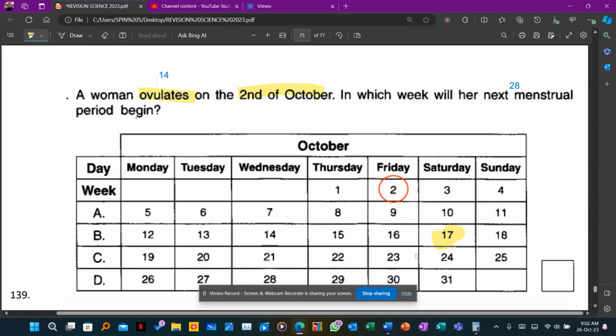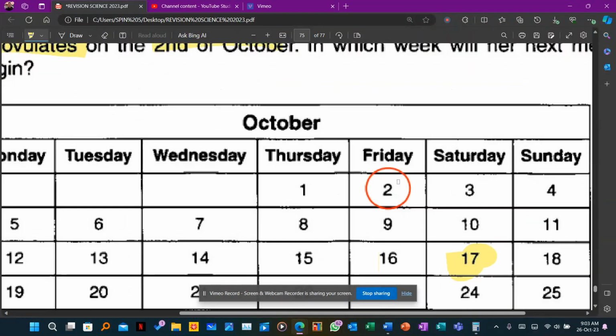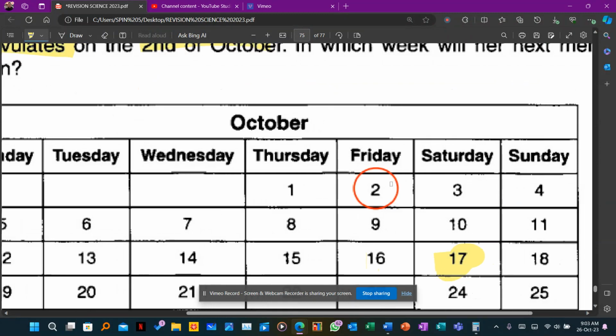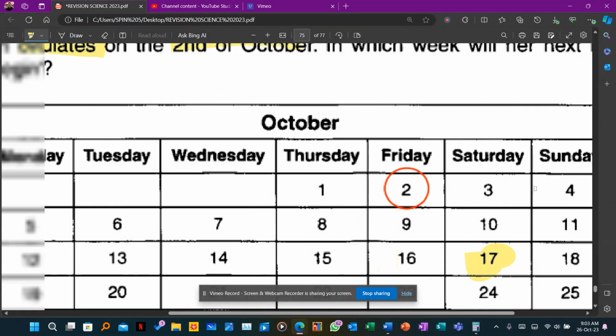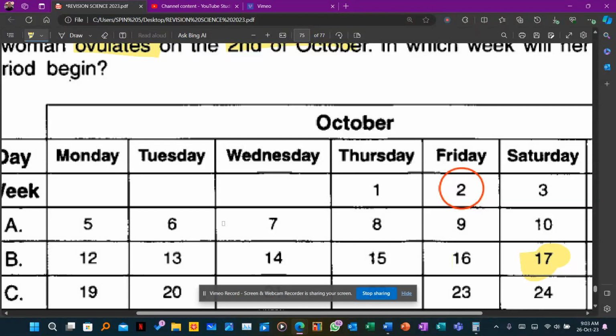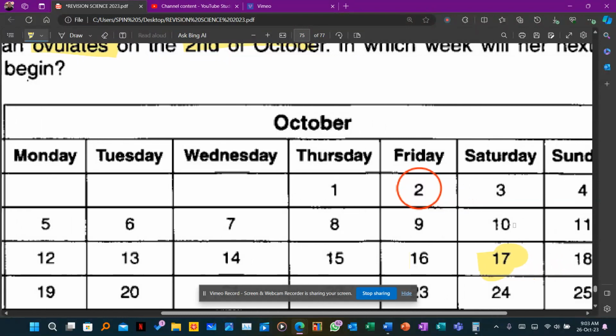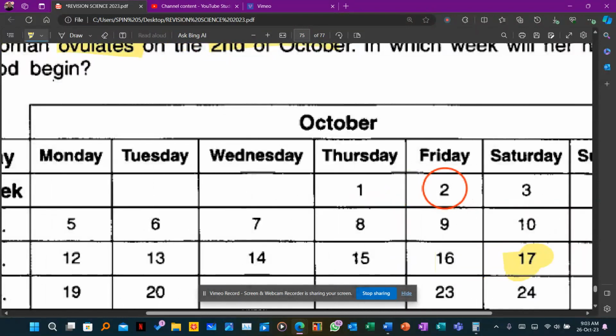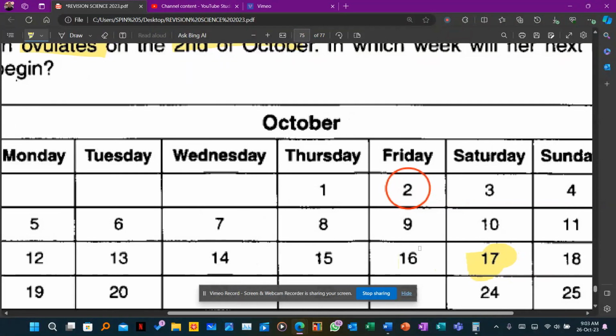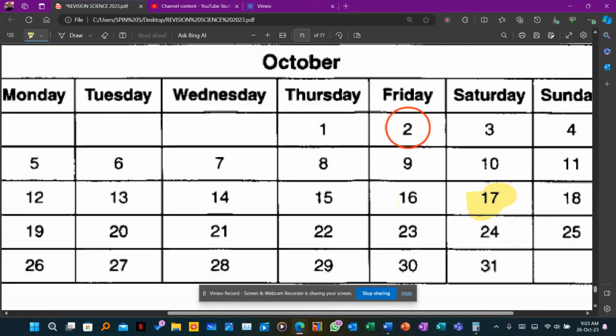Is that clear? So again, on 2nd October is ovulation. So 14, 15, 16, 17, up to 28. The 16th is the last day. Therefore, the next cycle is on the 17th, day 1 of 28 again.